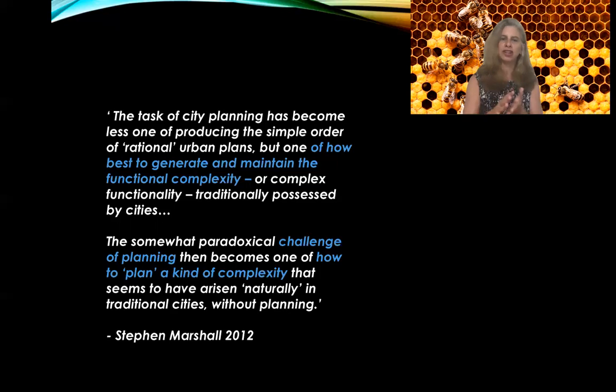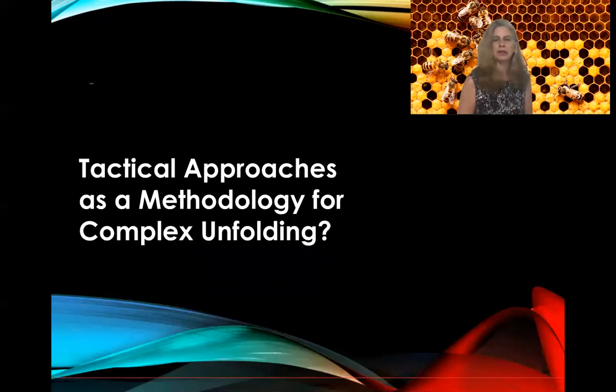And so the question is, and he continues, the somewhat paradoxical challenge of planning then becomes one of how to plan a kind of complexity that seems to have arisen naturally in traditional cities without planning. Stephen Marshall, actually, I believe, is the other author that I suggest in the course readings list. He writes about cities, evolutions, and complexity, and has a very creative way of thinking about this.